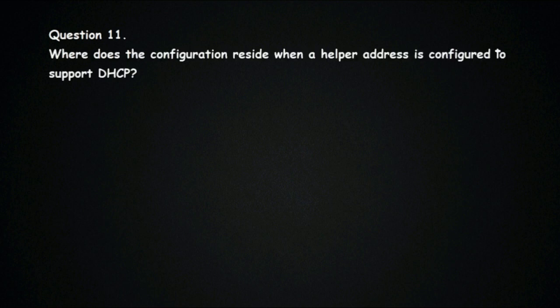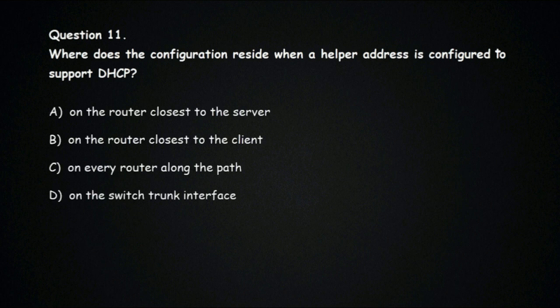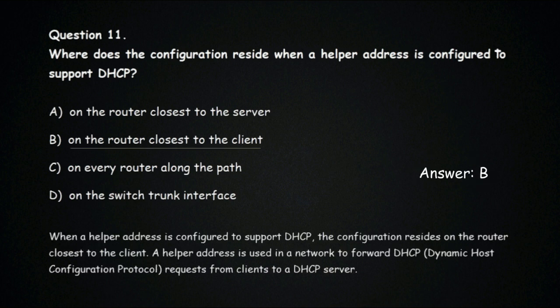Question 11. Where does the configuration reside when a helper address is configured to support DHCP? Options. Correct answer is B. When a helper address is configured to support DHCP, the configuration resides on the router closest to the client. A helper address is used in a network to forward DHCP requests from clients to a DHCP server.